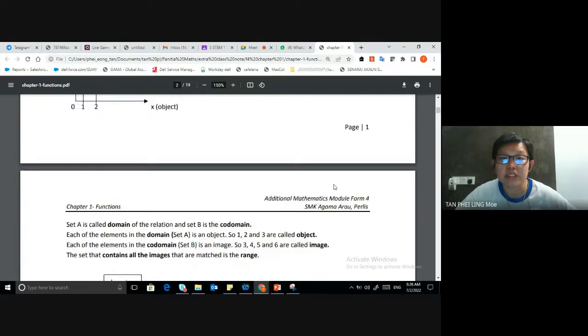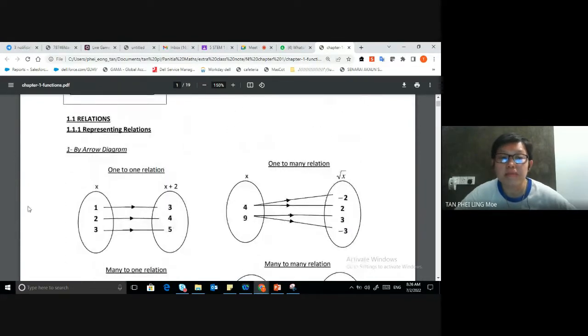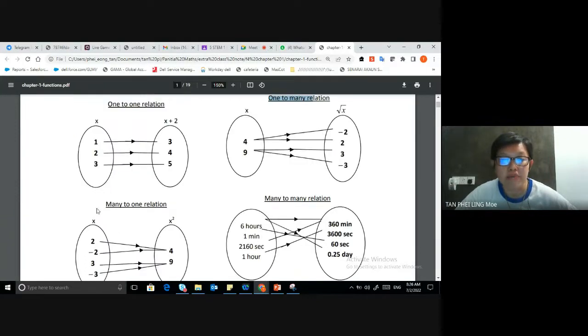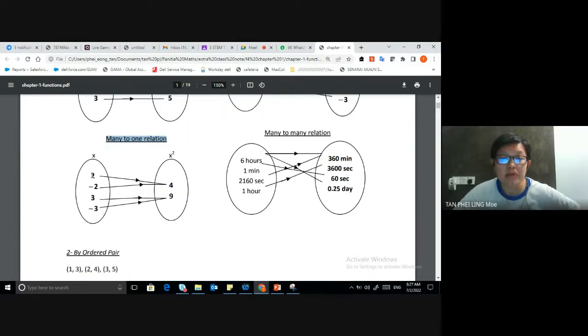So back to this one here. You can put a star beside this one, say function, and then put a star here, say function. So only one-to-one relation and many-to-one relation are function, because one object has one image. You see here, like this one, definitely no problem, one-to-one. Even though they share the same image, still one object has one image. So that's why we say many-to-one is also a function.